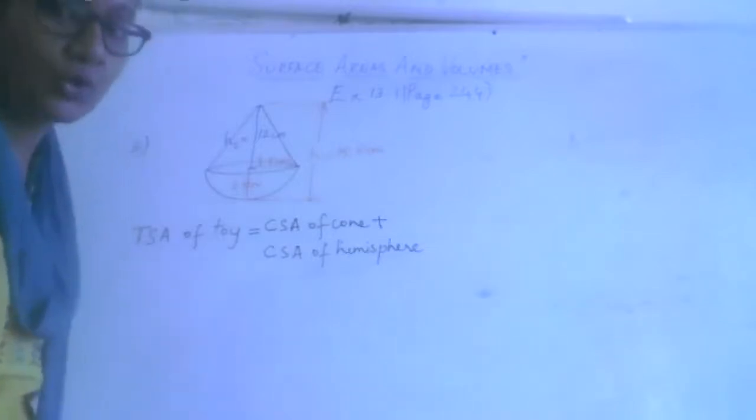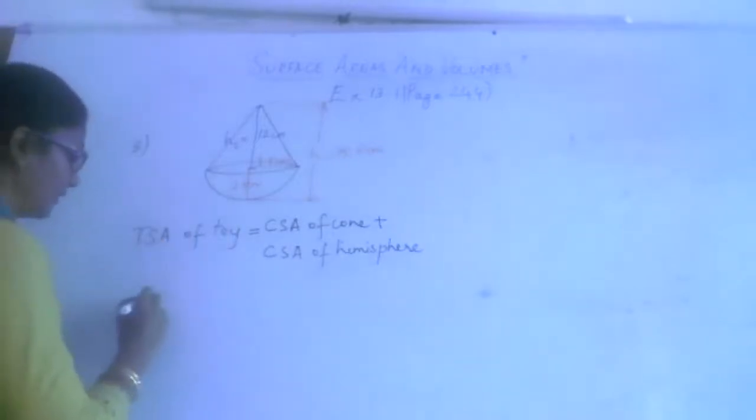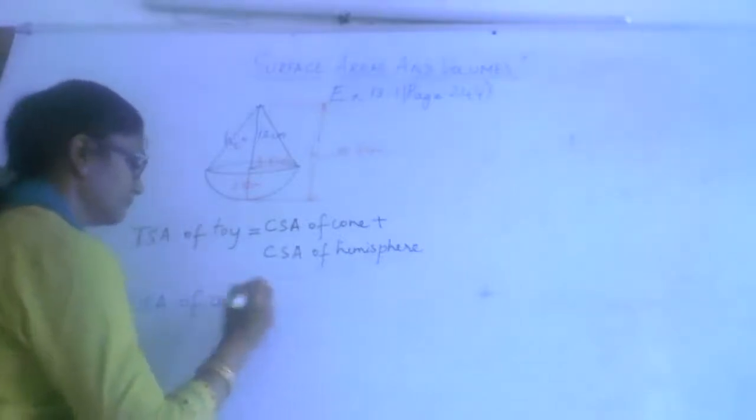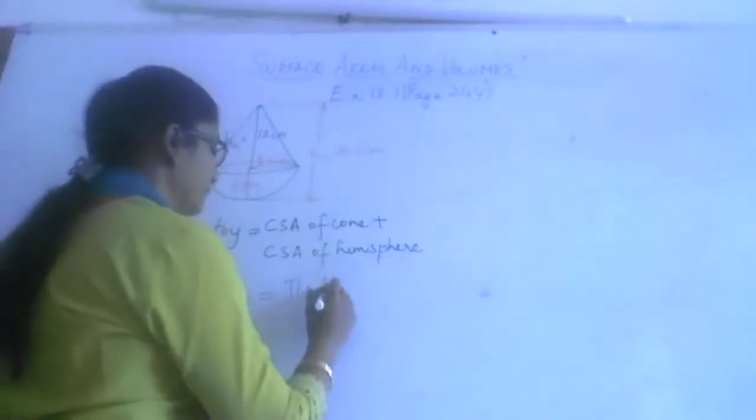Correct? Now you go and calculate each of these areas separately. Then we can add them finally. So let me go to the CSA of cone. Let me first write CSA of cone. What is the formula? Pi R L. Do I have the L with me?